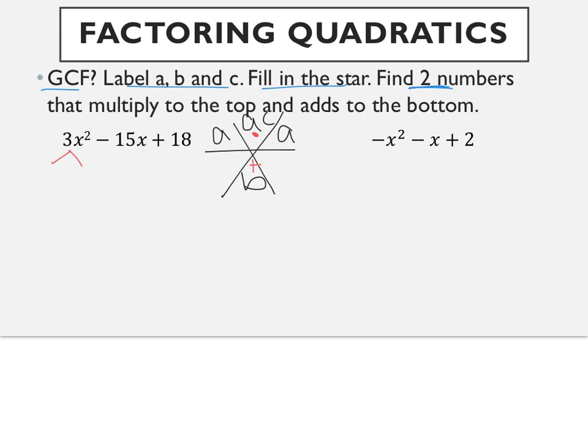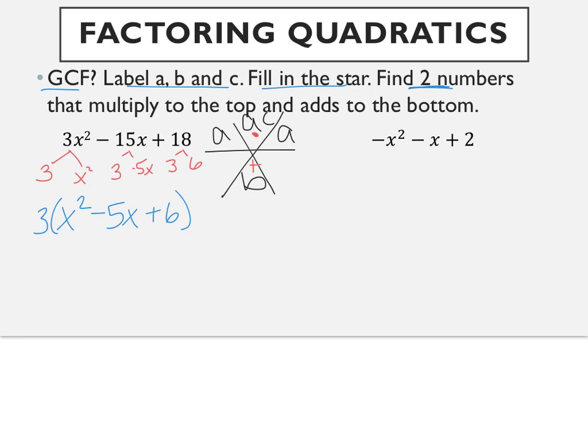So I'm going to take a 3 out of each of them. I know that 3 times 1x squared gives me 3x squared, 3 times negative 5x will give me negative 15x, and 3 times 6 will give me 18. So I have my greatest common factor of 3, and I'm left with x squared minus 5x plus 6 on the inside.